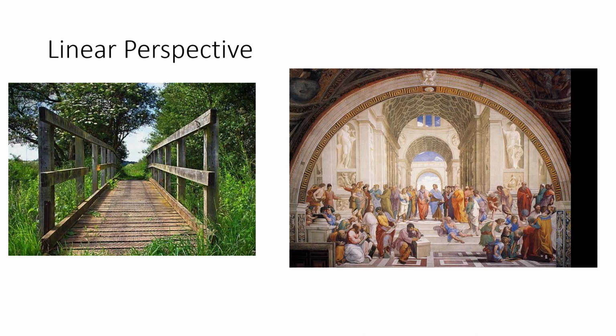Linear perspective is a specific system for creating the illusion of depth when depicting geometric forms, such as architecture. In linear perspective, horizontal edges of forms slant toward one or more vanishing points, such as the edges of the bridge in the photograph, or the edges of the buildings in Raphael's painting, The School of Athens, on the right.